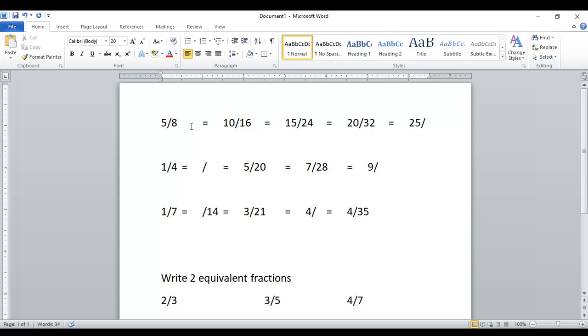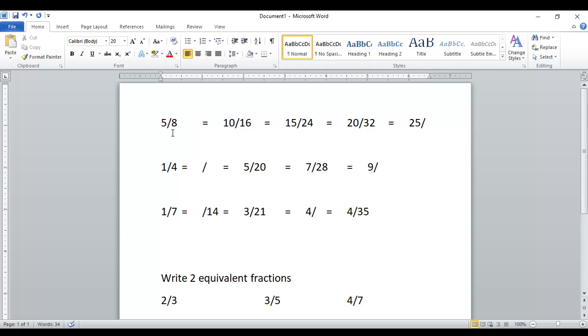And then we know that to go from 5 to 10, we would multiply by 2. 5 times 2 is 10. And so then if we multiply 5 times 2, we're going to have to multiply the 8 times 2, and 8 times 2 is 16. Look, that's what's happened here. So then if we say 5 times 3, we get 15. 8 times 3, we would get 24. So these are all equivalent fractions that stem from this first fraction.